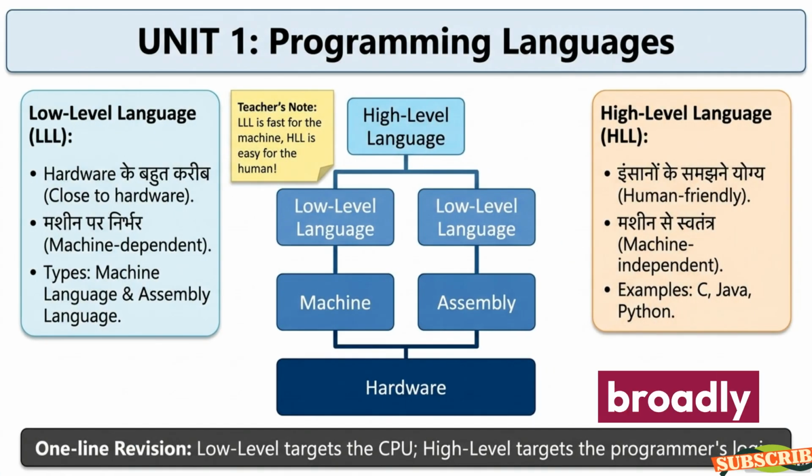Programming languages are broadly categorized into low-level and high-level languages. Low-level languages are close to the hardware and machine-dependent, like machine and assembly language. High-level languages are human-friendly and machine-independent, such as C, Java, and Python.